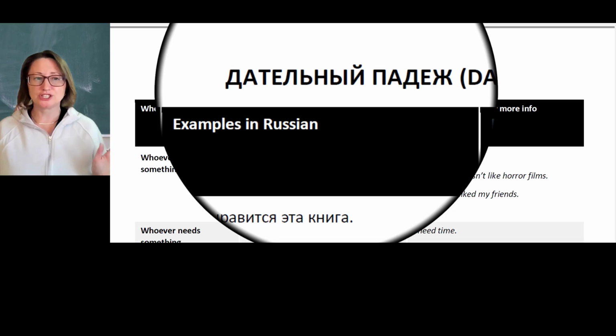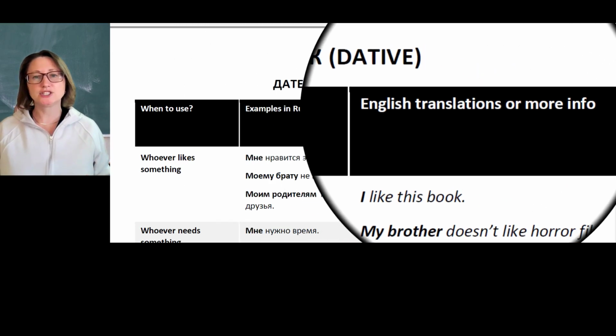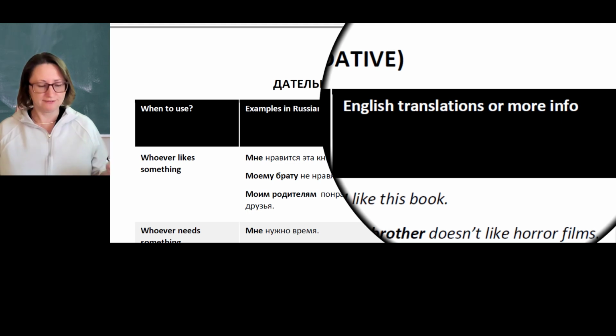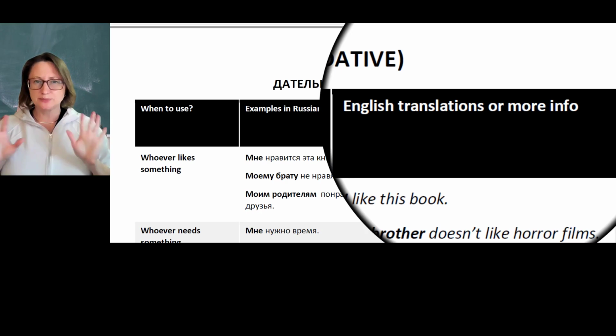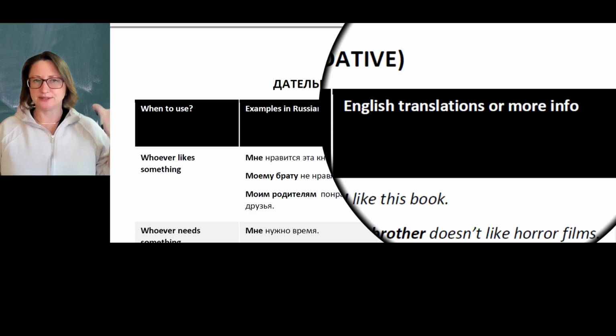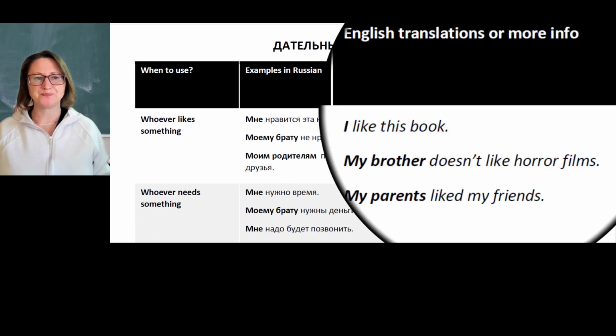And again, we're going to look at the context, we're going to look at examples in Russian, we're going to look at English translations, or here I put more info. As I said before in the intro, some of these things are becoming a little bit more complex for the beginner's level, but don't worry, just listen to me and just remember to come back to it later when you have more knowledge of Russian.